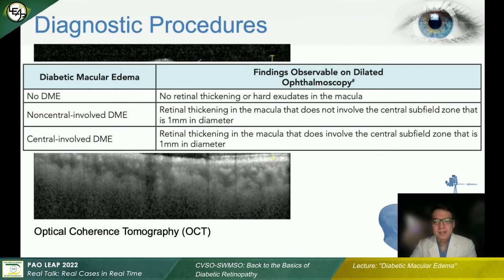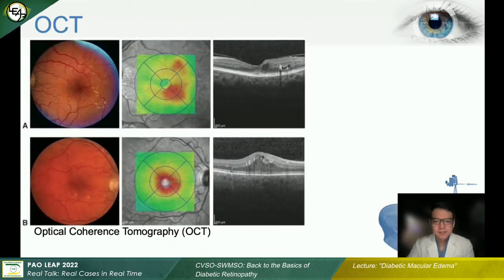Center-involved DME has retinal thickening in the macula that involves the central subfield zone, which is about 1 millimeter in diameter, while all the rest will be classified as non-center involved DME. The image is a montage of center involving and non-center involving DME, with the row above showing a non-center involving DME, which shows retinal thickening that doesn't involve the central 1 millimeter zone, while the row below shows the opposite.